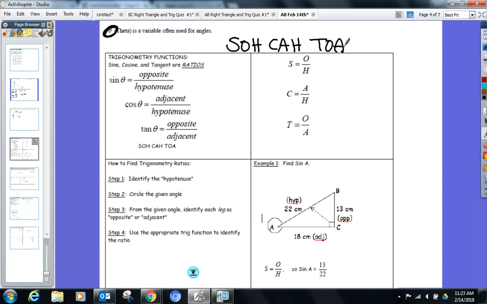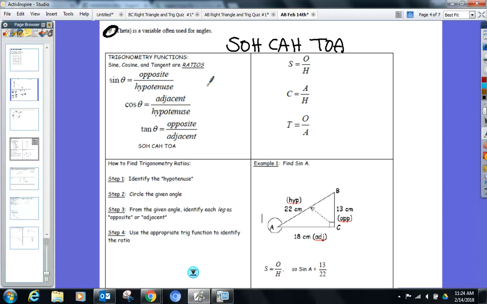All right. This is how he spelled his name, Sokotoa. It will help you remember how to set up the ratios. Watch how he uses his name. The S in his name stands for sine. And how do you find sine? You take the, what's O? Opposite side and put it over the hypotenuse.